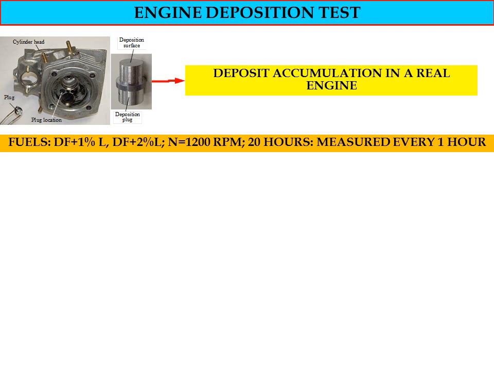So that's why in the experiment we use typical diesel fuel plus 1% lubricant, and also diesel fuel plus 2% lubricant. And in terms of engine speed, we have 1200 RPM, so the engine will run for up to 20 hours, and the amount of deposit accumulated on the plug surface will be measured every 1 hour.